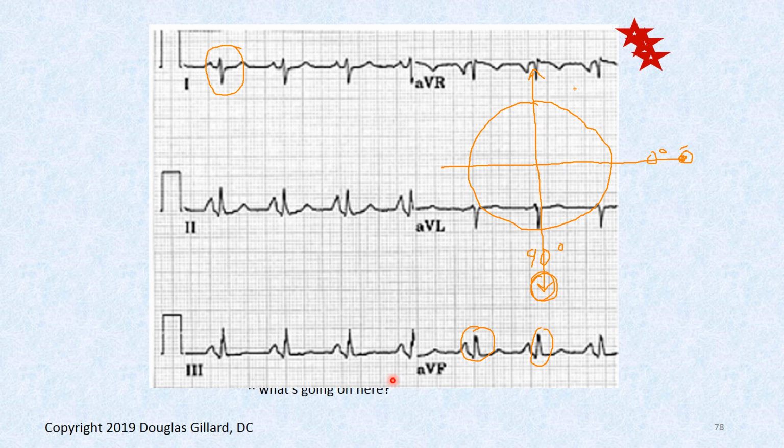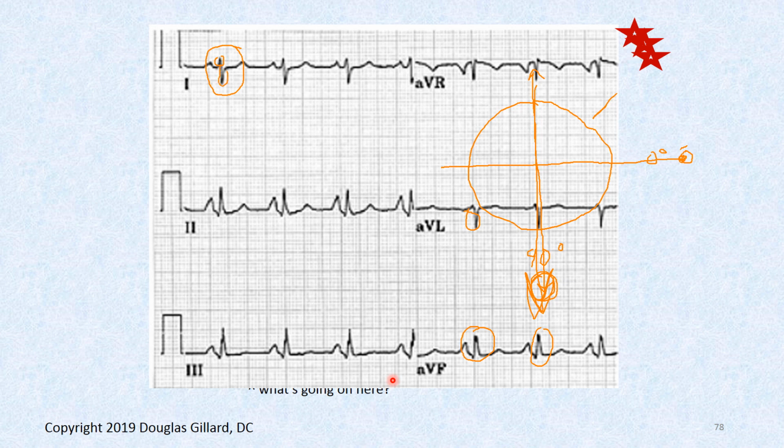We could double check. I bet AVL is over here. I bet that's going to be mostly negative. Yep, AVL is mostly negative. So now we know the direction of the current. The current is going this way. Now we can look at the waveform and say, is the upright portion of the wave bigger or is the down portion bigger? This is small, right? This is way bigger.